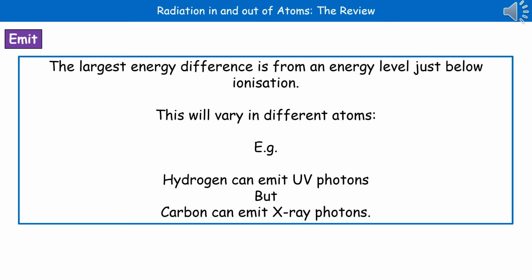When we think about what that energy difference could be, the largest energy difference we could see is from the energy level just below ionization. Obviously, if it goes above that, it's ionized and therefore not going to drop again. But just below that ionization level will be the greatest drop we could see. The actual amount of that energy will vary between different atoms. Hydrogen can emit ultraviolet photons, but carbon can actually emit X-ray photons. So different atoms will be able to emit photons from a different energy level.